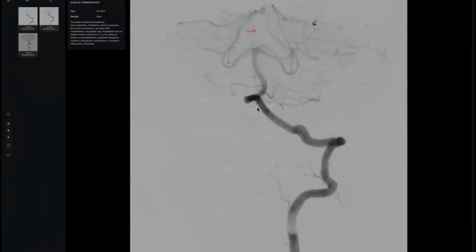Hello, is this a scroll level image, sir, or a static image? Static. Static image. Yes, sir.